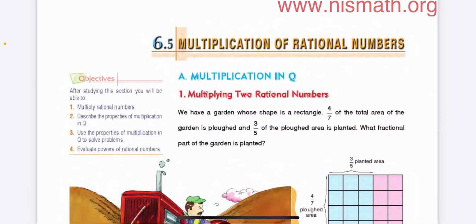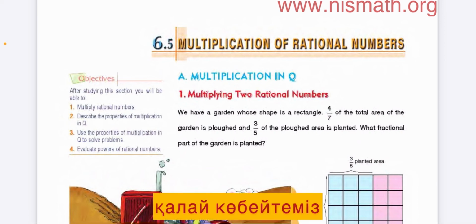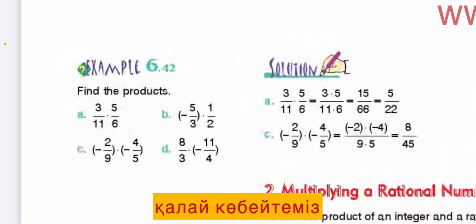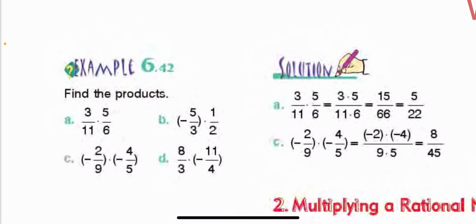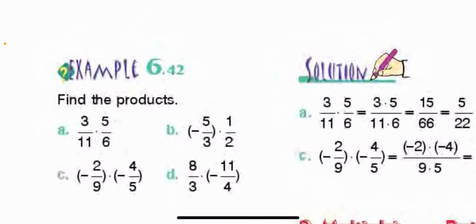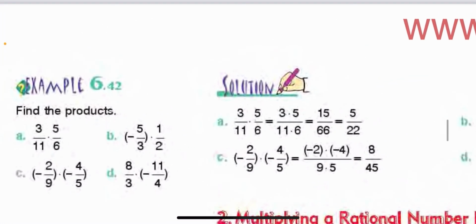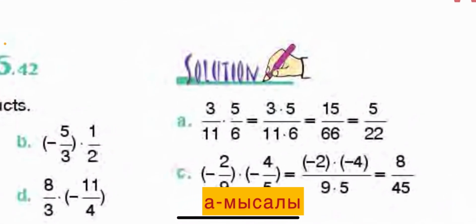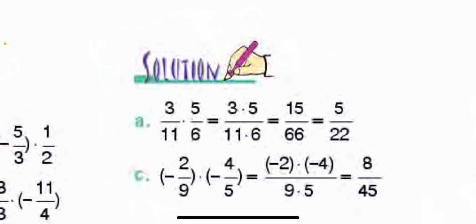Multiplication of rational numbers. How do we multiply two fractions? When we multiply, for example, 3 over 11 by 5 over 6, we multiply numerator by numerator and denominator by denominator. For example, 3 multiplied by 5, 11 multiplied by 6 will be 15 over 66. When we simplify this number, we will get 5 over 22.